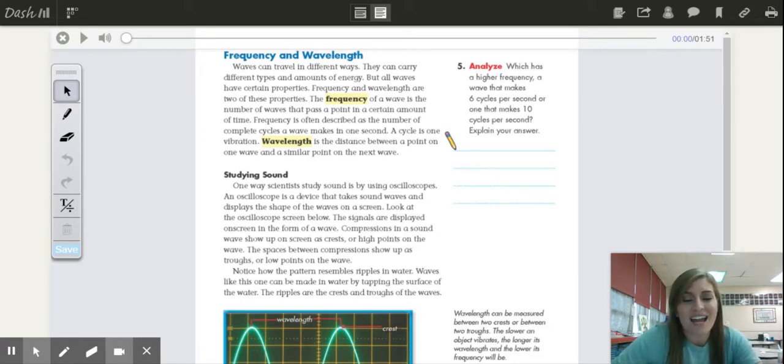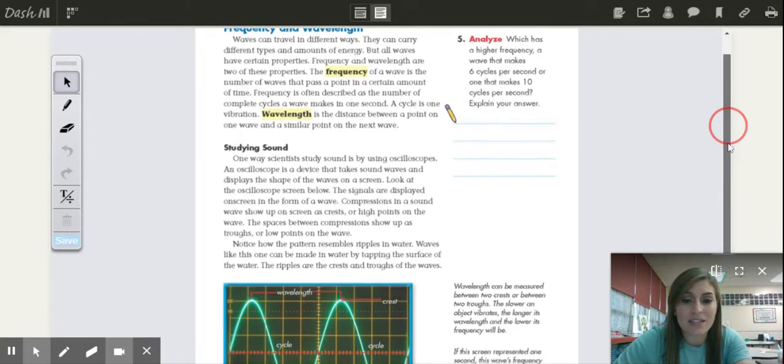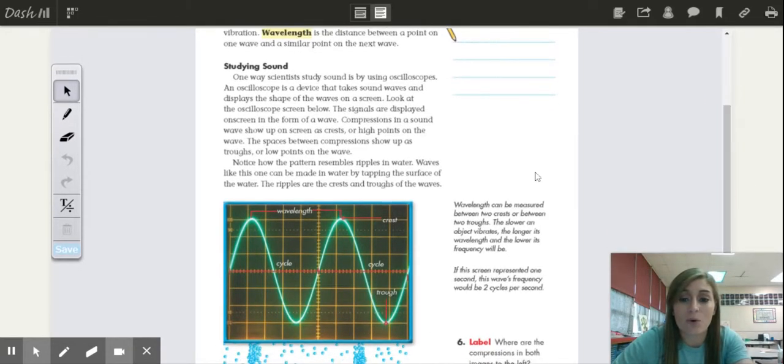Studying sound. One way that scientists study sound is by using oscilloscopes. Say that word for me. Oscilloscope. Good. An oscilloscope is a device that takes sound waves and displays the shape of the waves on a screen. If you look at the oscilloscope screen below, the signals are displayed on screen in the form of a wave. The compressions in a sound wave show up on the screen as crests, right here, or the high points on the wave, and the spaces between the compressions show up as troughs. So we've got the wavelength here between, and our troughs are down here, the low points of the wave.